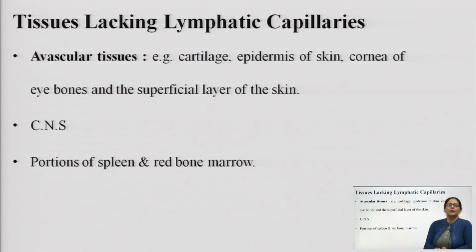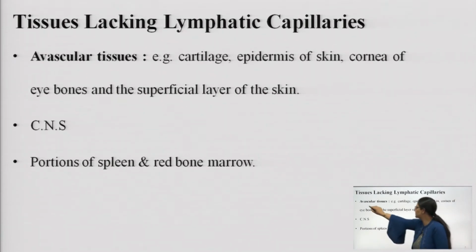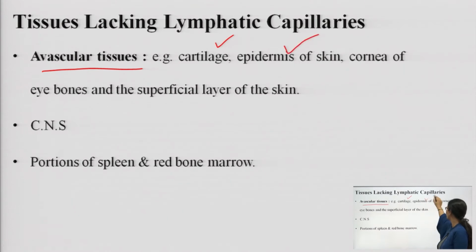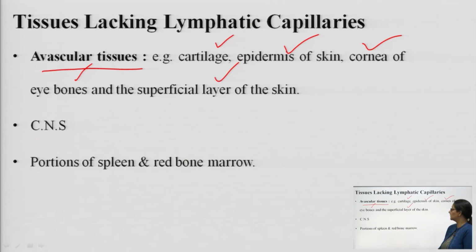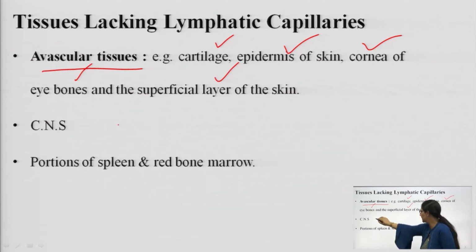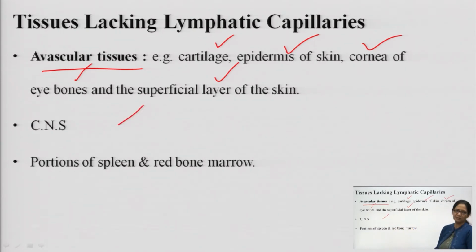Now in our body there are some tissues that don't have any lymphatic capillaries, and examples of these are avascular tissues. For example, cartilage, epidermis of skin, cornea of the eye, bones, and the superficial layer of the skin. These are the tissues that don't have any lymphatic capillaries, as well as the CNS, some portion of the spleen, and bone marrow. They are free from lymphatic vessels or minute lymphatic capillaries.